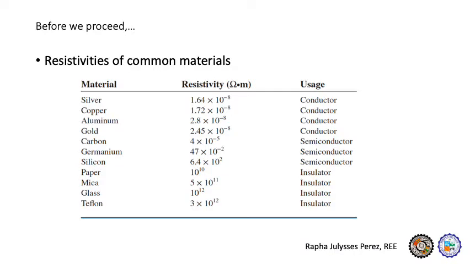So in this slide, I'm showing you the resistivities of common materials. Looking at these resistivities, we can also derive the value of the conductivity by just getting the inverse of the resistivity. In this example, there are four conductor materials, and these are silver, copper, aluminum, and gold.